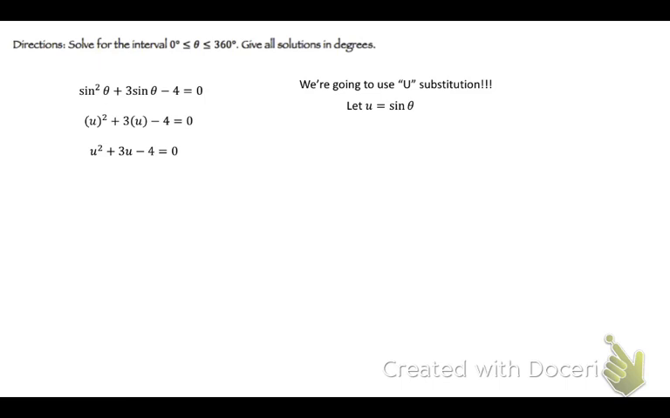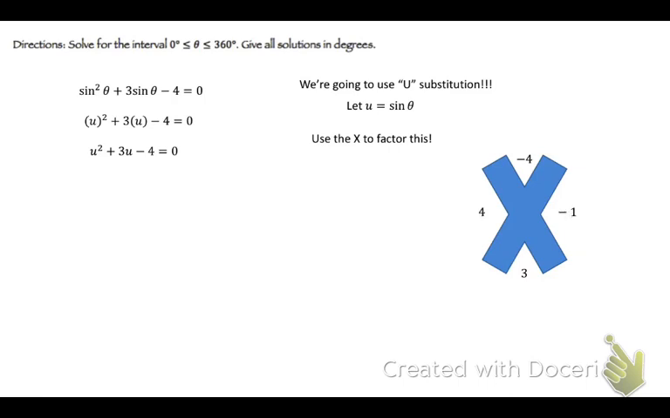Then we can just solve this by factoring, and you can use the x to factor this, or you could do it whatever way you do it. I'm just going to use the x. So the top number is negative 4, the bottom number is 3. What multiplies to be negative 4 and adds to be 3? That's 4 and negative 1. So we get u plus 4 and u minus 1 equals 0. So then u plus 4 equals 0, u minus 1 equals 0. So then u equals negative 4 and u equals 1.